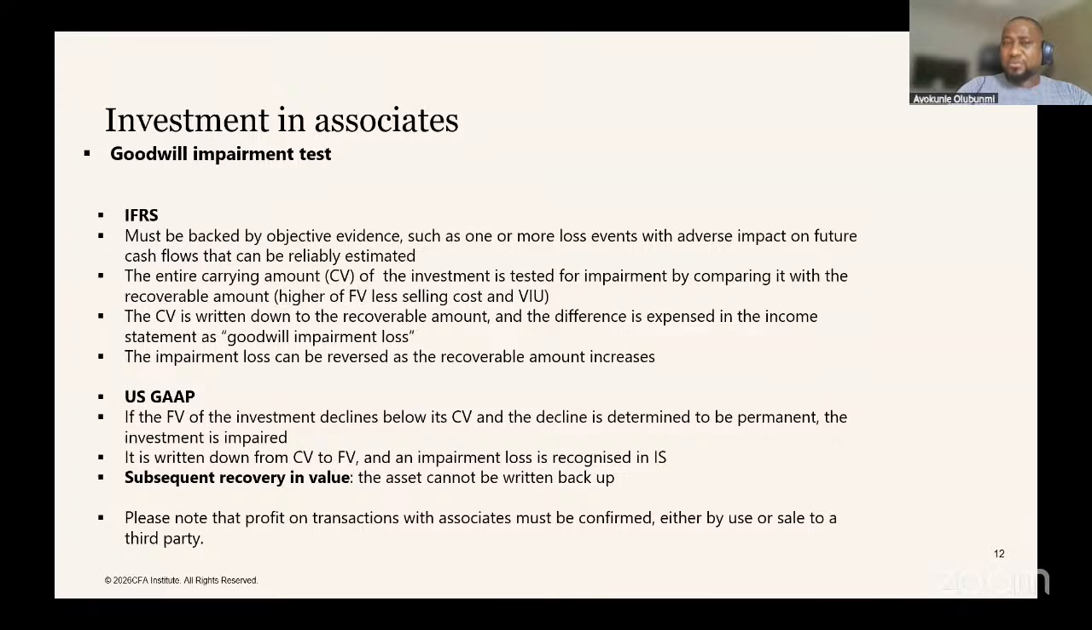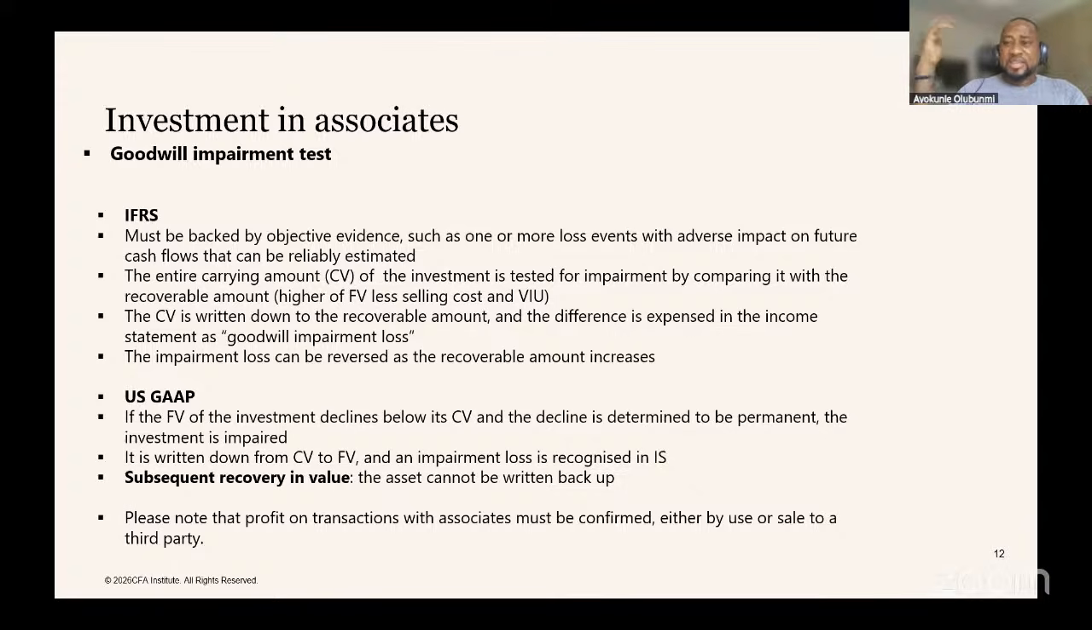there might be some losses on the future cash flow of that particular company, meaning that the cash flow of the company will be lower than what has been expected, particularly if you can estimate that particular loss objectively. And what we do under IFRS is to compare the carrying value with the recoverable amount. Of course, you remember that the recoverable amount is the higher of the fair value less cost to sell or value in use.